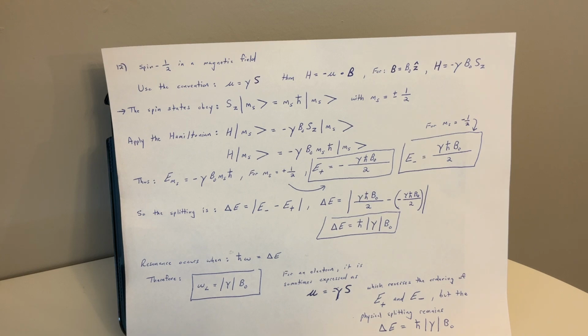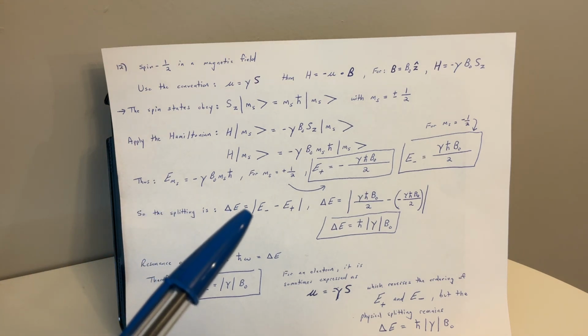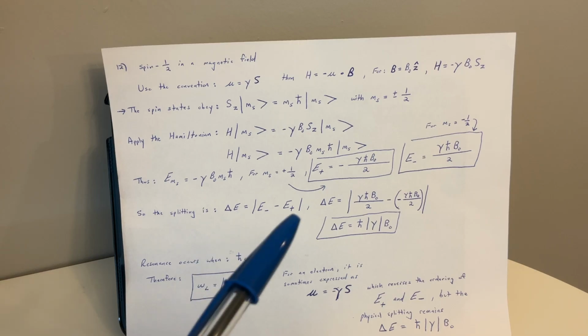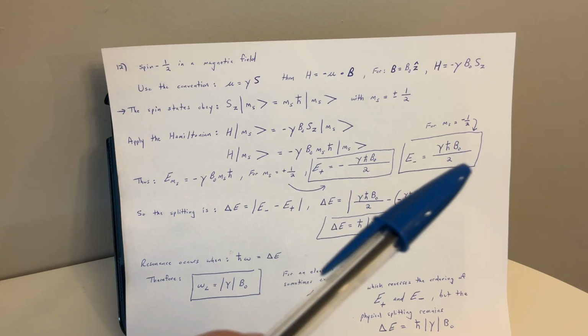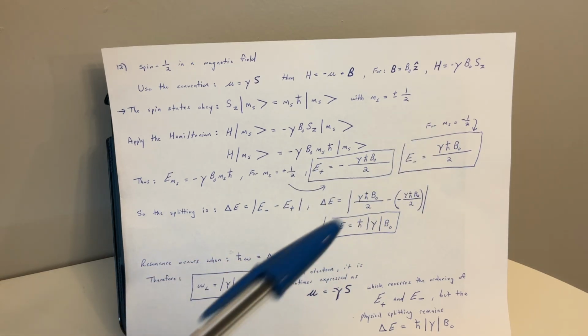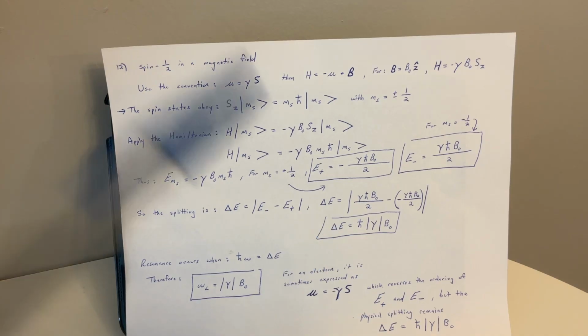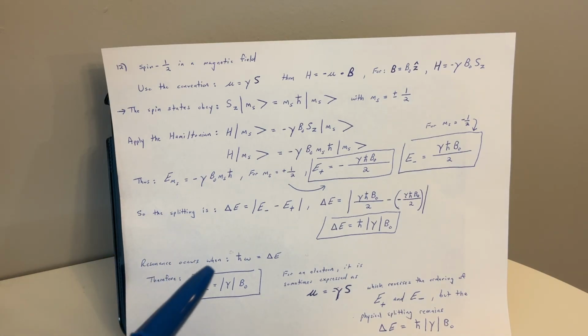So the splitting delta E equals the magnitude of this difference, and when we substitute these two quantities here, that yields delta E equals h bar times magnitude of gamma times B naught. Resonance occurs when h bar omega equals delta E. Therefore, omega sub L is magnitude gamma times B naught.